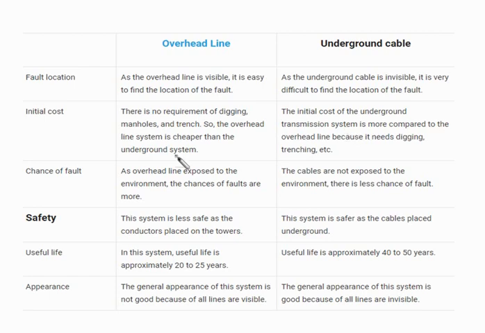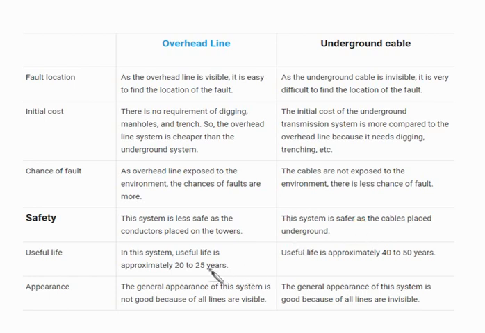The next factor is chance of fault. In case of an overhead line, the chances of fault are more because they are exposed to the environment. But in case of underground cable, they are not at all exposed to the environment, so the chance of fault is less as compared to overhead lines. In terms of safety, overhead lines are less safe as the conductors are placed on towers, and underground is more safe.